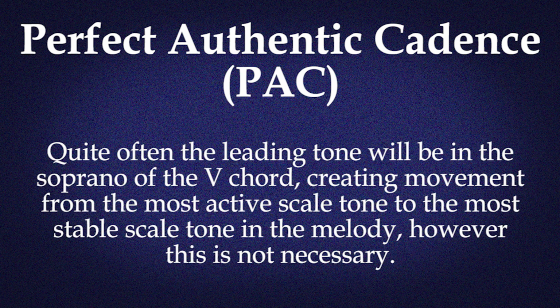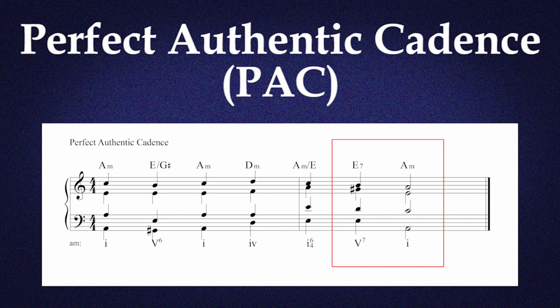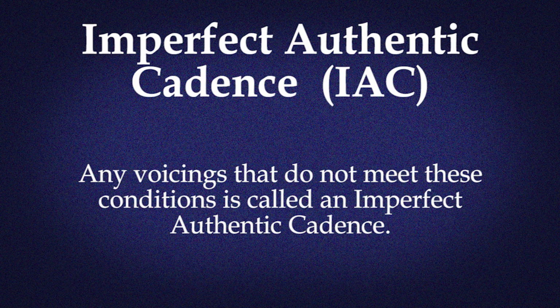Quite often, the leading tone will be in the soprano of the 5 chord, creating movement from the most active scale tone to the most stable in the melody. However, this is not necessary. Any voicings that do not meet these conditions is called an imperfect authentic cadence.